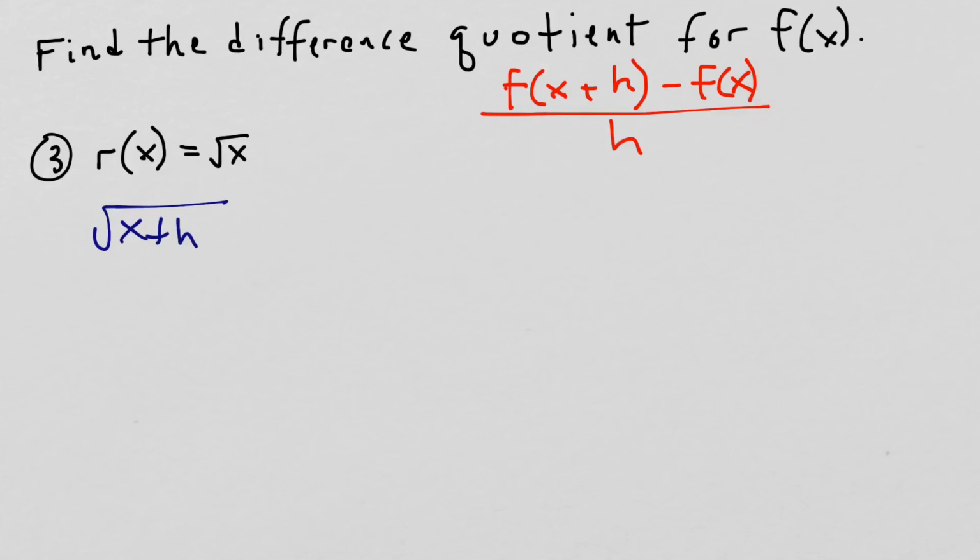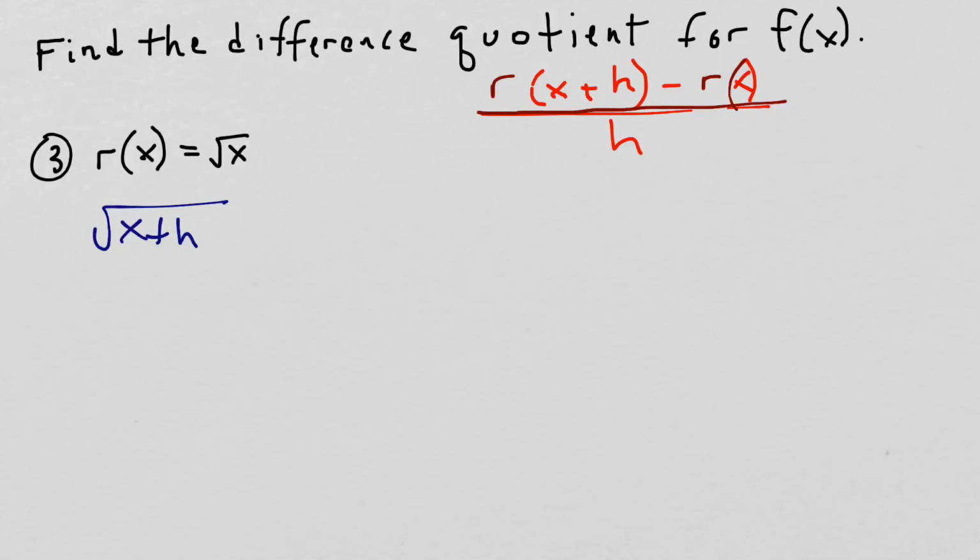Let me just make sure you aren't confused by the notation here. In this case, let's just put an R here. So we're talking about R this time. We're switching up the variables here. So this right here is R of x plus h.